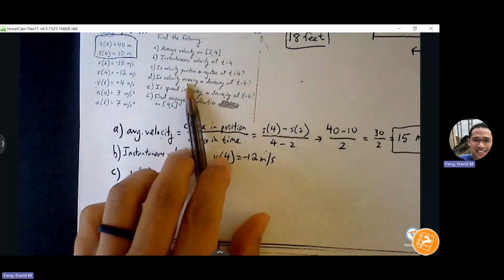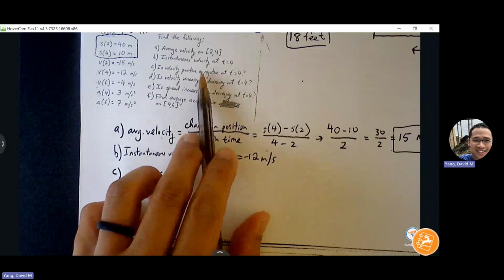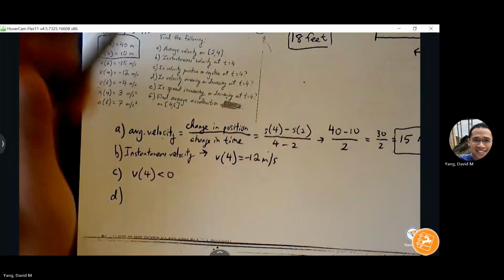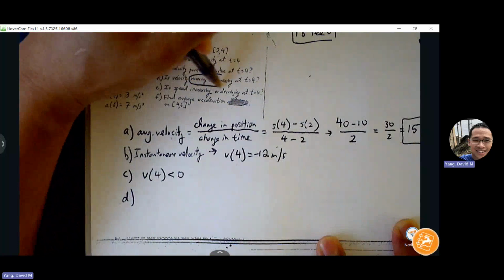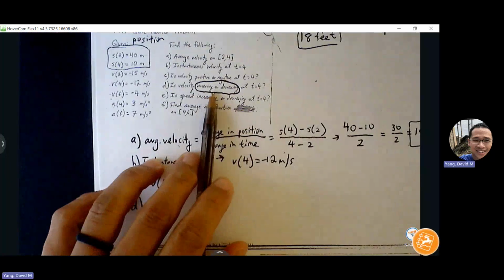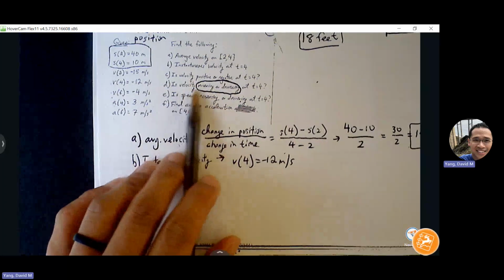Part D, is the velocity increasing or decreasing at t equals 4? Is that the same thing as part C? Okay, what is this talking about? It's going up or down. But in other words, what is that increase, decrease? Is that talking about velocity or is it talking about something else?